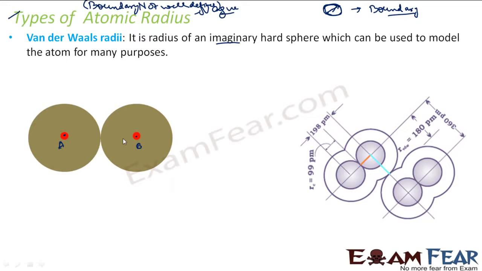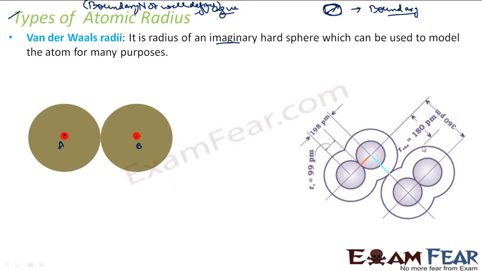But this is not always true, because not for all atoms can we find a van der Waals radius, right? Because some atoms are so reactive, they always form a bond with some element. So it is not always possible to find a van der Waals radius. But this is nothing but, you have 2 atoms and they are held by just van der Waals force, no reaction between them, no covalent or ionic bonding. Then this is the distance you get.